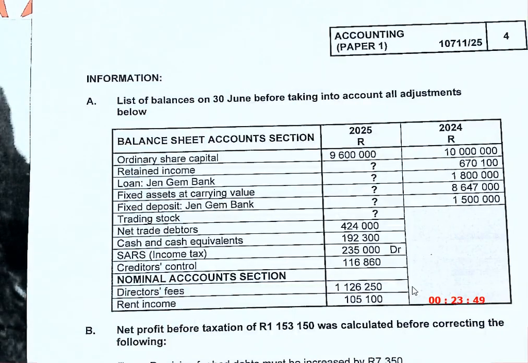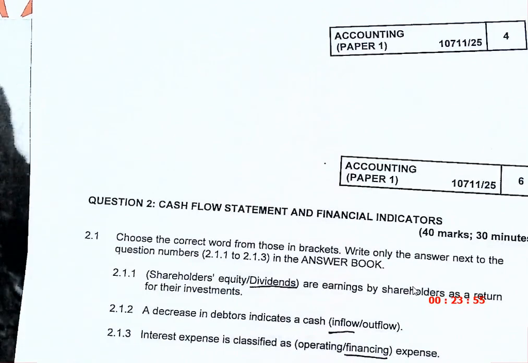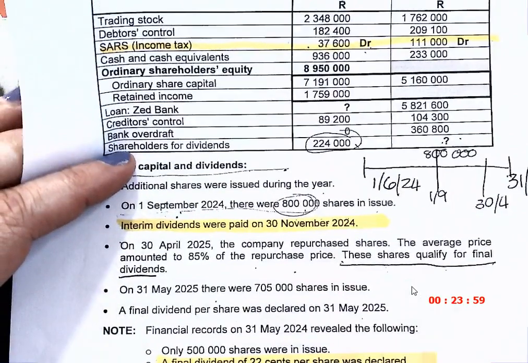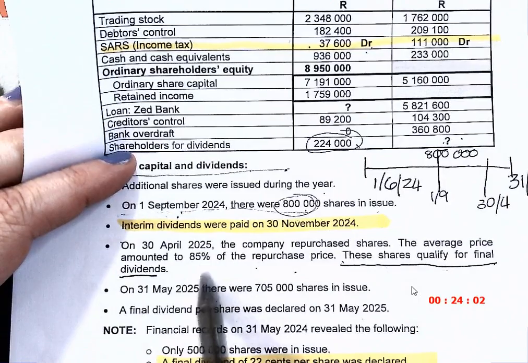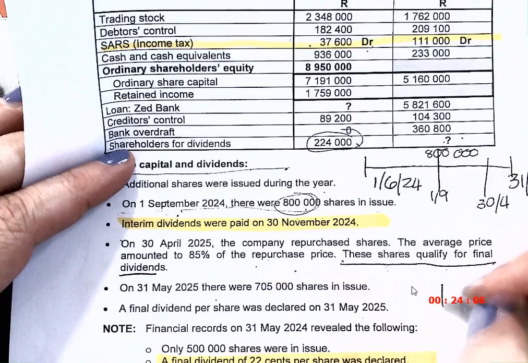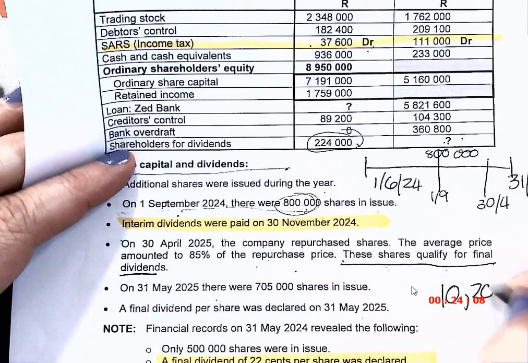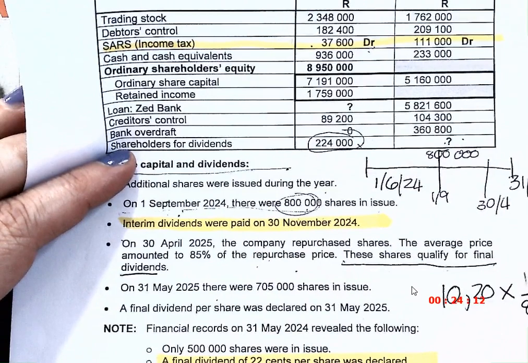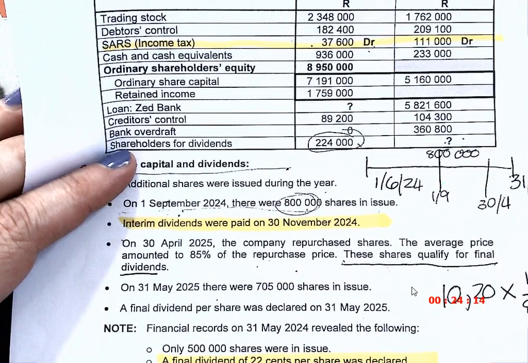Now my pages is confused. They gave me this: the average price is 85% of the repurchase price. So can you see, if I take that 1020, I know the 1020 is 85. I'm looking for 100. What is that?